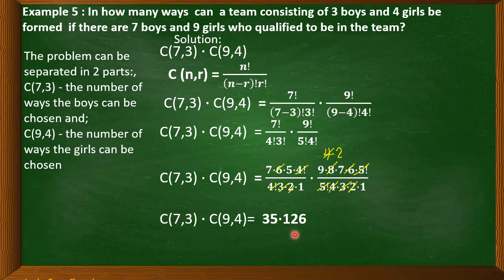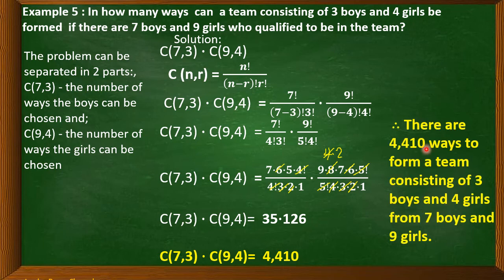35 by 126, and that is equal to 4,410. Therefore, there are 4,410 ways to form a team consisting of 3 boys and 4 girls from 7 boys and 9 girls.